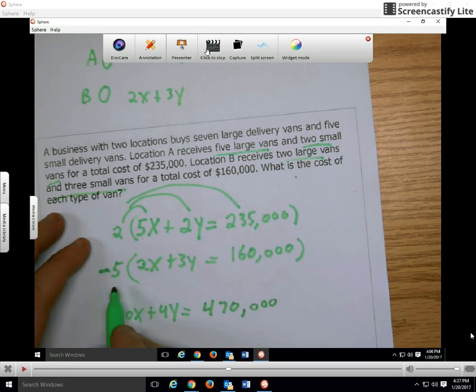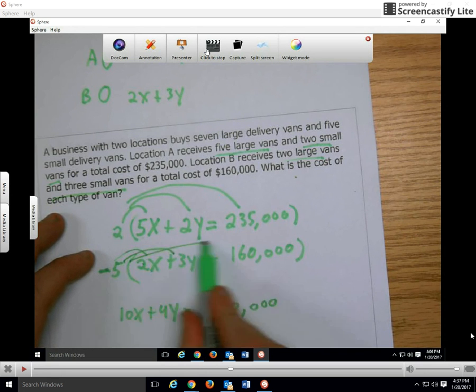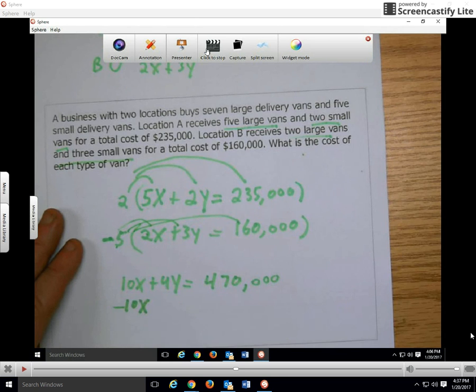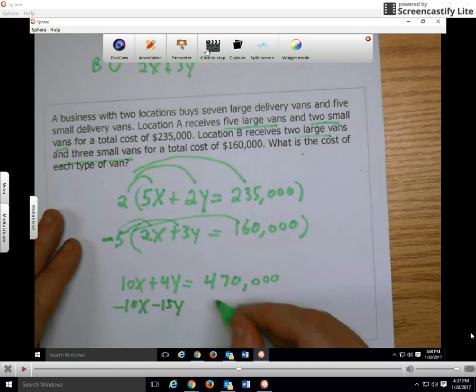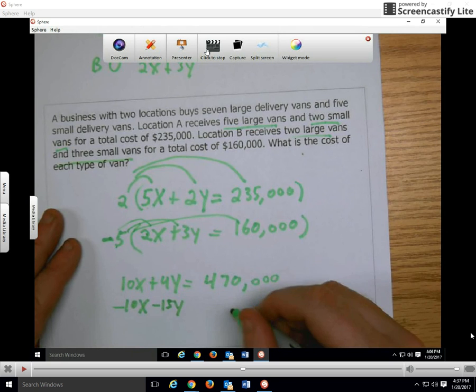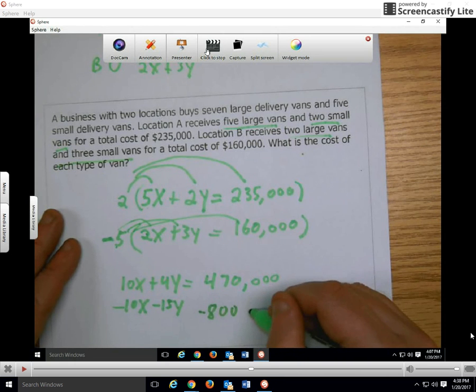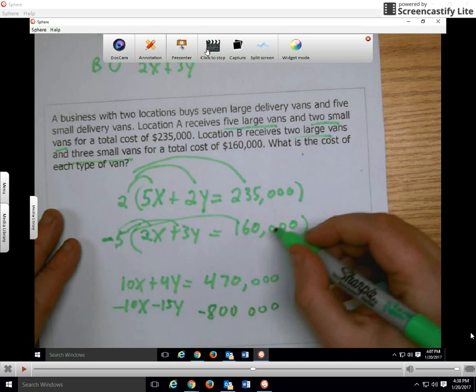Okay, let's do the bottom equation now. We're going to do the same thing, distribute it. A negative 5 times 2 is a negative 10. That's what we wanted. We wanted them to be opposites so we can eliminate. A negative 5 times 3 would be a negative 15y. A negative 5 times 160,000 would be 800,000, I believe. Let me just double check it real quick.